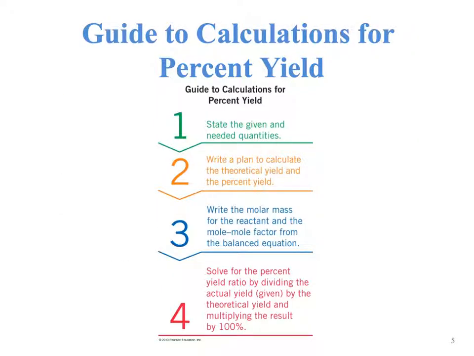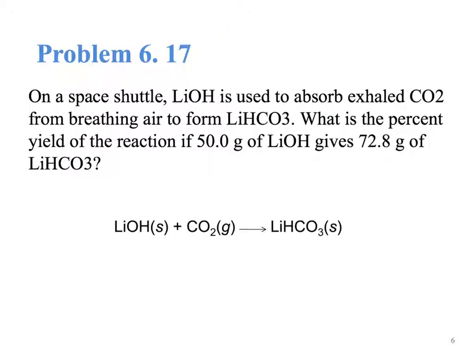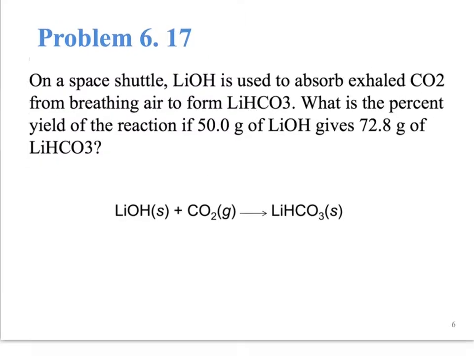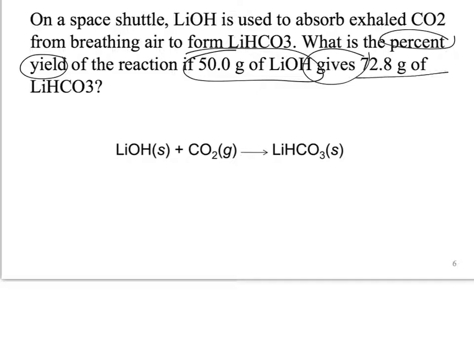We are going to solve these problems. First, we're going to state the needed quantities, write a plan, write the molar masses, and then solve for percent yield. This type of problem requires a lot of work, a little thinking, so we're going to work it together. We have this reaction over here, and we want to know the percent yield when 50 grams of lithium hydroxide gives 72.8 grams of product.